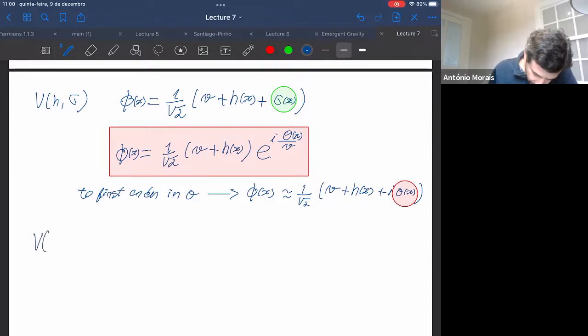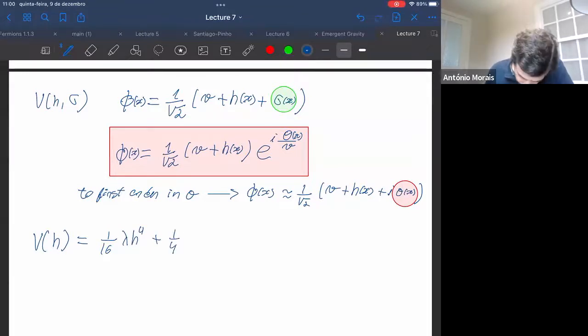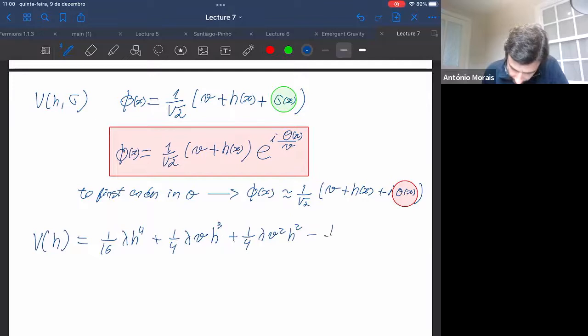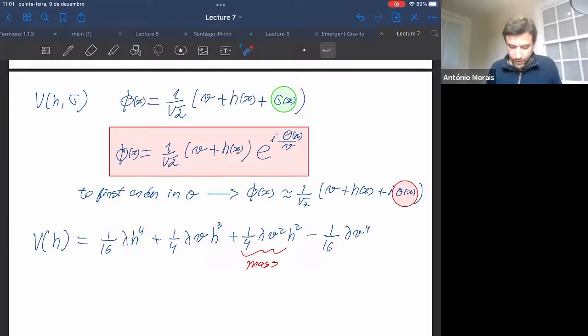So the V becomes a function only of H, and is given by 1 over 16 lambda H to the fourth, plus 1 over 4 lambda v H to the power of 3, plus 1 over 4 lambda v squared H squared. So this is the mass term, minus a vacuum energy term, 1 over 16 lambda v to the 4. So here we have the mass. And then we have quartic and cubic interactions, so this is a triple interaction here, and this is a quartic interaction of this Higgs boson.